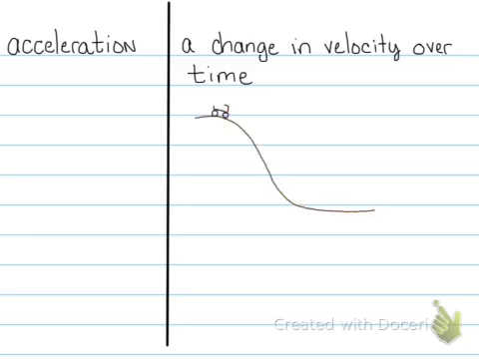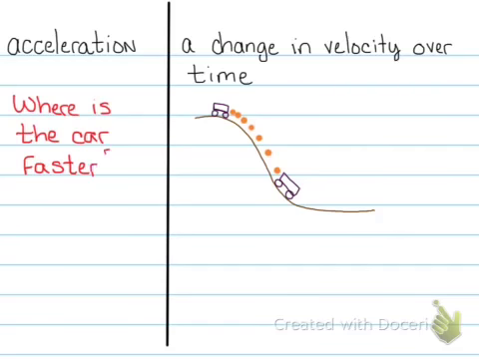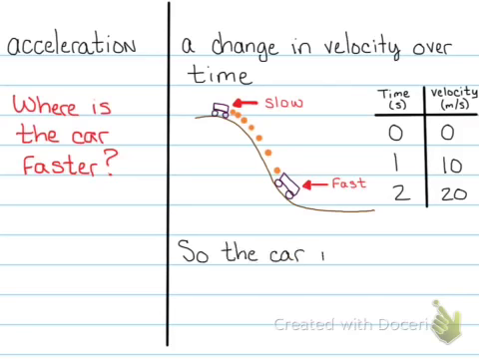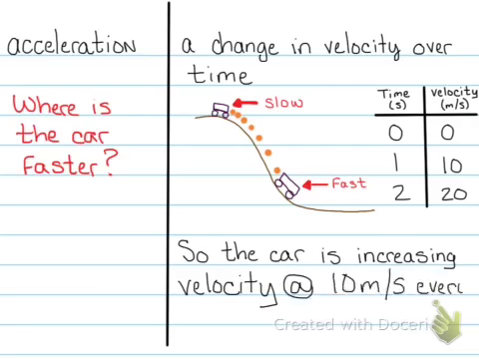So let's say that I have a car and it's on a hill, and at the bottom of the hill, we know that it's going to be going pretty fast. So where is the car faster? Is it faster at the top, or is it going to be faster at the bottom? And I think that you guys have all seen from the lab that it's slow at the top and it's fast at the bottom. So let's look at some sample data. Let's say that the car is going 0 at the top, and then after 1 second it's going 10, and then after 2 seconds it's going 20. So the car is increasing its velocity at 10 meters per second every second.